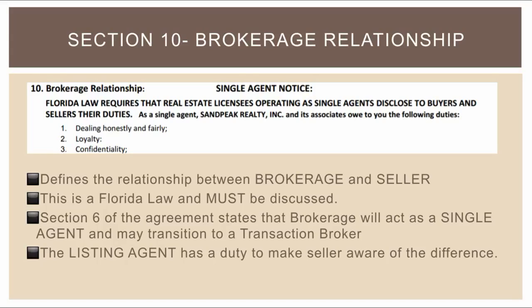Section 6 of this agreement says that the brokerage will act as a single agent and may transition to a transaction broker. You need to explain what that is. You have a duty to make sure your seller is aware of the difference between a single agent and a transactional broker.